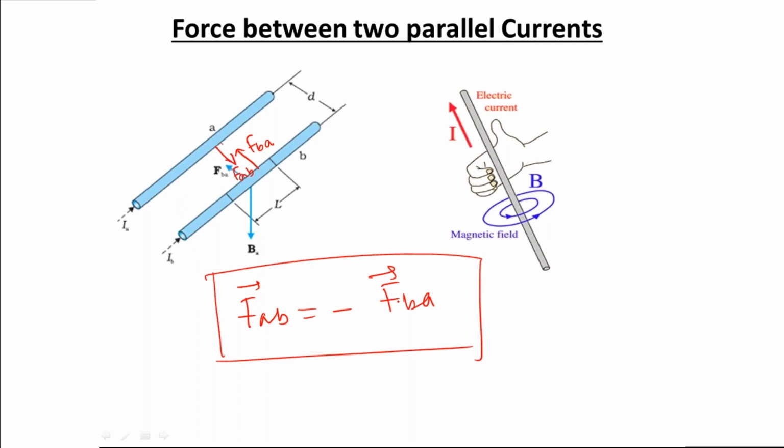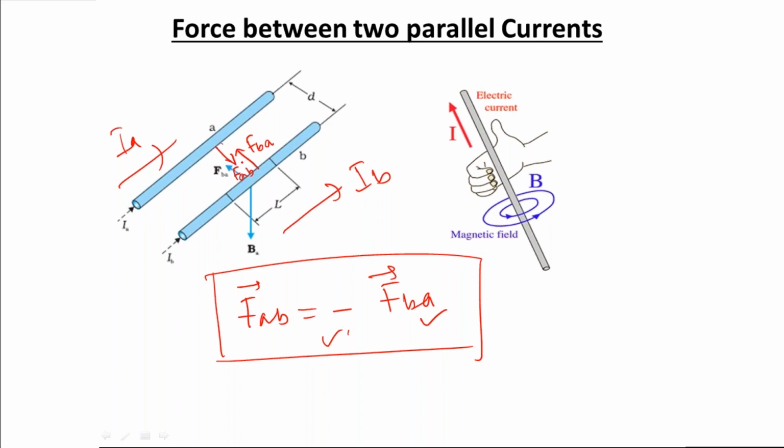So this is kind of like Newton's third law being satisfied here: equal and opposite forces. They will attract each other when the currents are parallel, that is, in the same direction. These are parallel current carrying wires, and when the current is in the same direction, both wires will attract each other with equal and opposite force.